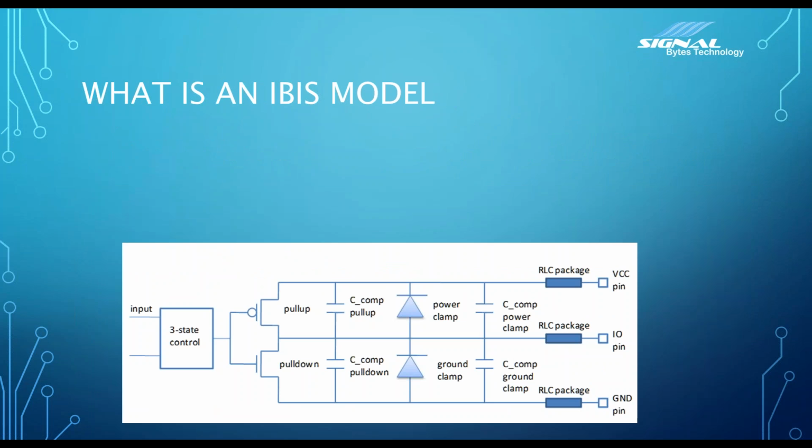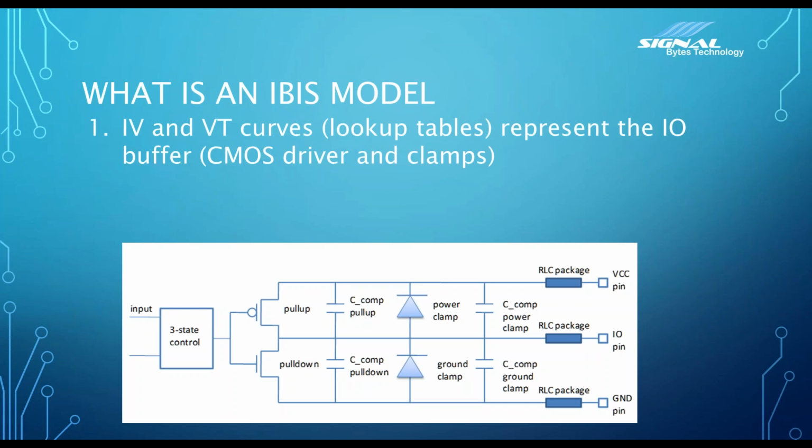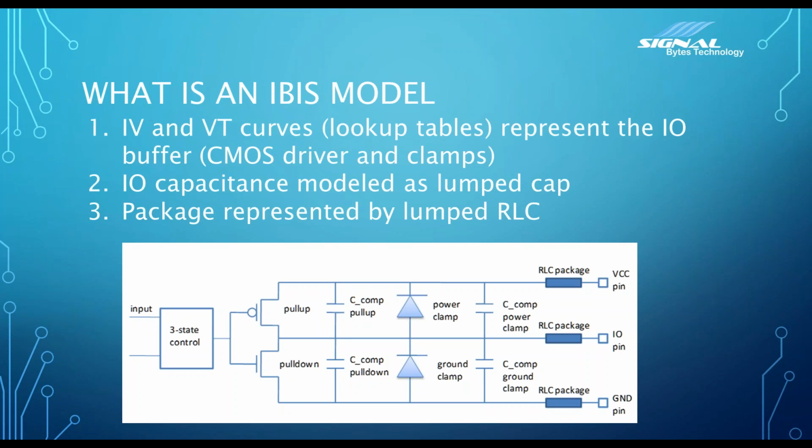So what's an IBIS model? This is a classic block diagram of an IBIS model. Normally we'll use a standard push-pull CMOS driver. You have a PMOS and an NMOS that represent your pull-up and your pull-down. Then, of course, there's some capacitance related to your total buffer. Then you've got some ESD clamps that go to ground and power. And then you've got a simple package model represented by an RLC. When you look at this pull-up and pull-down structure, there are IV and VT curves, which are really lookup tables, and these represent the I/O buffer. Then you've got some I/O capacitance, modeled as a lumped capacitance, and a package represented by a lumped RLC. This makes up the basic components of your IBIS model.